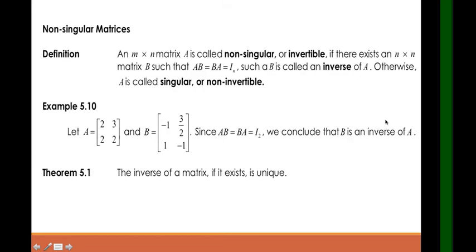So, non-singular matrices. An m by n matrix A is called non-singular or invertible if there exists an n by n matrix B such that AB is equal to BA is equal to I sub n, such that B is called the inverse of A. Otherwise, A is singular or non-invertible. Example, let A is equal to 2, 3, 2, 2, and B is equal to negative 1, 3 over 2, 1, negative 1. Since AB is equal to BA is equal to I sub 2, we conclude that B is an inverse of A.